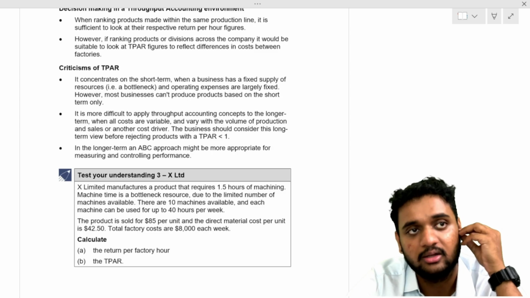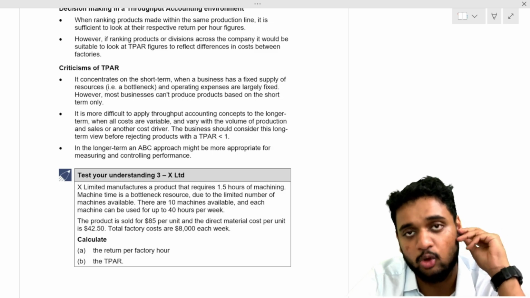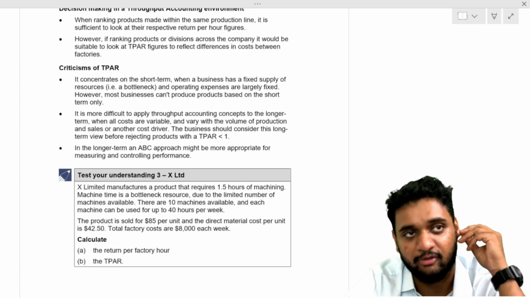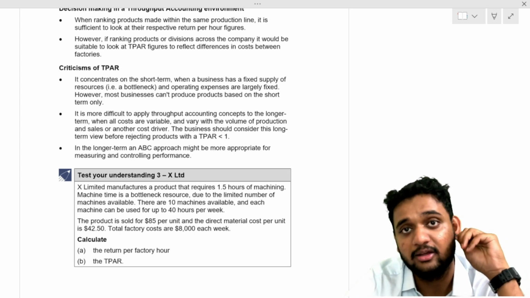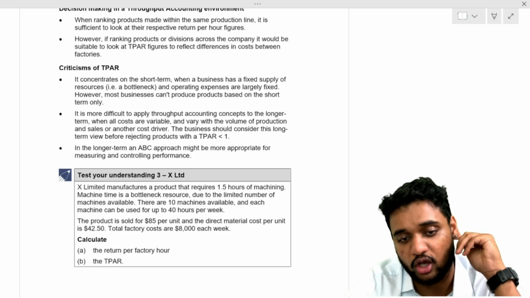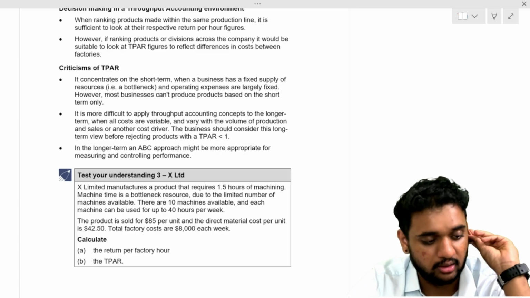Next they are asking TPAR. TPAR is the throughput accounting ratio. Return per hour, which we found out, divided by cost per hour. To find cost per hour, what do we have to do? Total cost divided by total bottleneck hours. What is the total cost? 8,000.